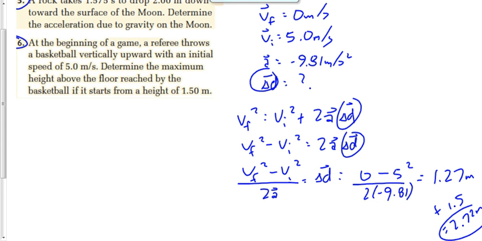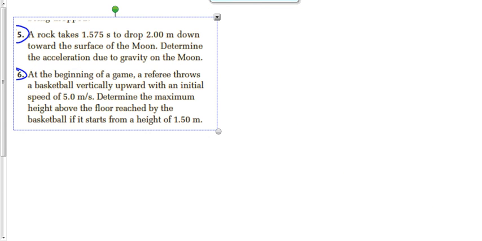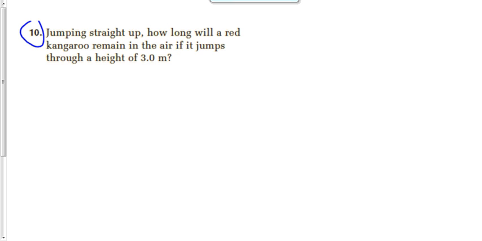All right, let's have a peek at number 10. Again, we'll just write down some givens, recognize what's going on here, and then let's see if you can figure it out yourselves after that. It says, jumping straight up, how long will a red kangaroo remain in the air if it jumps through a height of 3 meters? It's a good thing this is a red kangaroo. If this is a blue kangaroo, then that would change everything in this question.